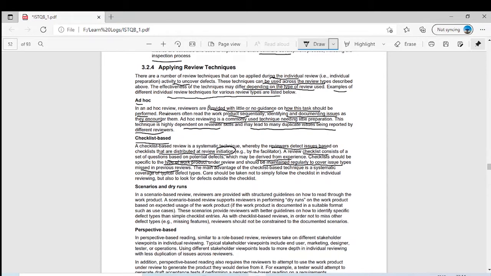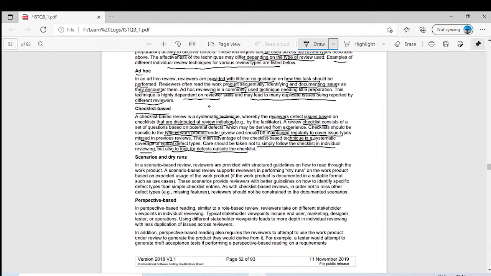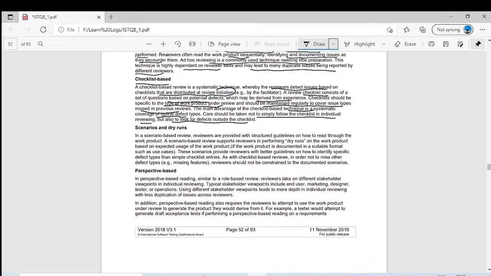The main advantage of the checklist based technique is a systematic coverage of typical defect types. Because you have a checklist, you will go one by one through every defect on the checklist and then you will discuss. Care should be taken not to simply follow the checklist in individual reviewing, but also to look for defects outside the checklist. Like if you find some defect in the work product, you can also tell it even if it's outside the checklist.